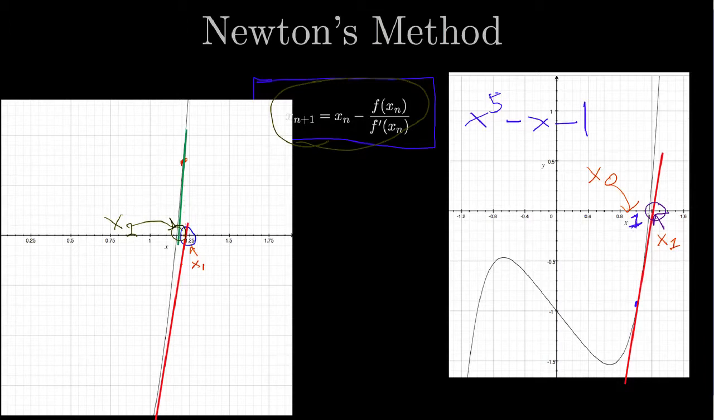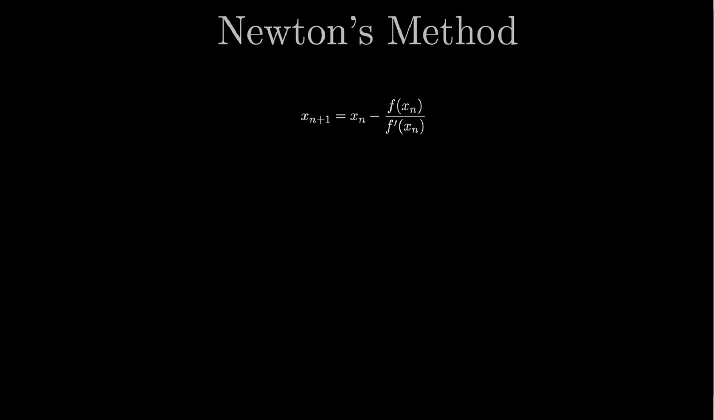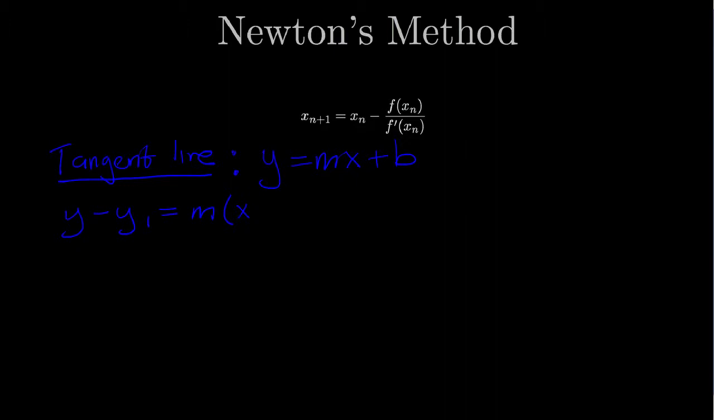Okay, so now let's talk about how to derive the formula. Let's remember that the equation of the tangent line, normally we tend to write it as y equals mx plus b. But let's write it down in the other form, the point-slope form. So you would have y minus y1 equals m times x minus x1.